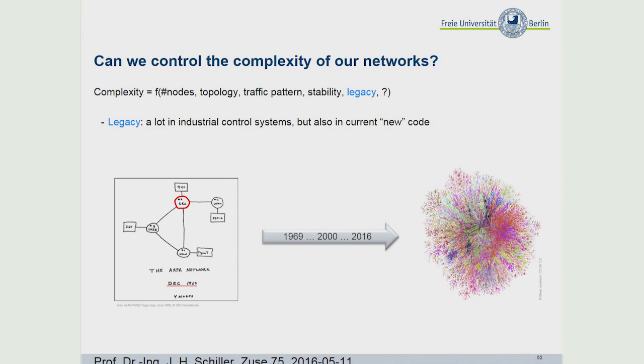We also have a lot of legacy that influences the complexity. Think of industrial control systems. We have software and hardware there that lives for 10, 20, sometimes 30 years. But also in current new code, we simply take over old code. Maybe you heard of Heartbleed, all these problems. Why do we have viruses? Why do we have certain effects on computers? Because sometimes it's so convenient, just take over old code. So this also contributes to the complexity of our networks.